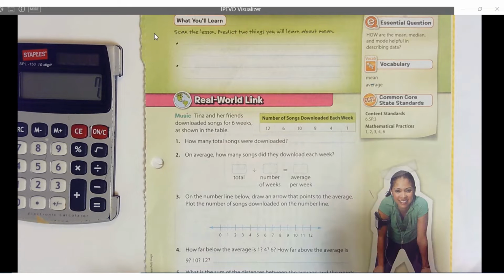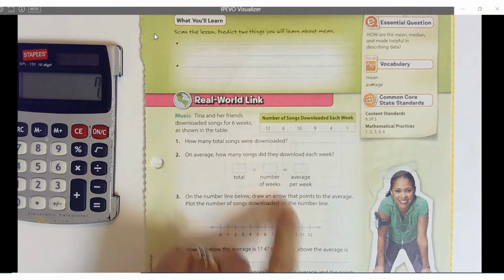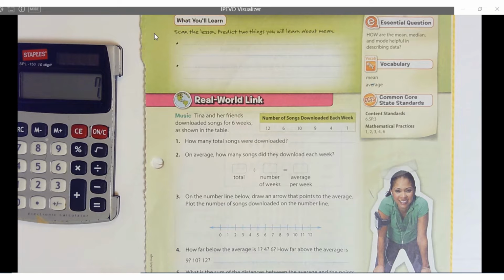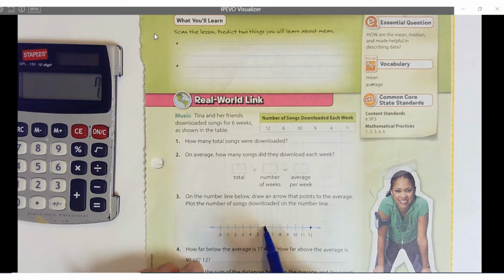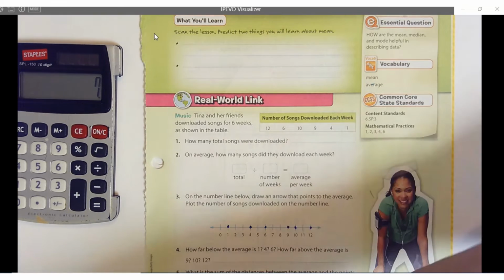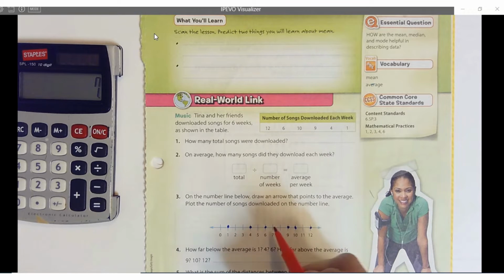So this is interesting. They're actually already showing you how to plot these numbers on here. So we're going to plot these numbers. My first number is 12. Second number is 6. 10, 9, 4. And then 1. So what was the average? We had the average as 7, if you recall.